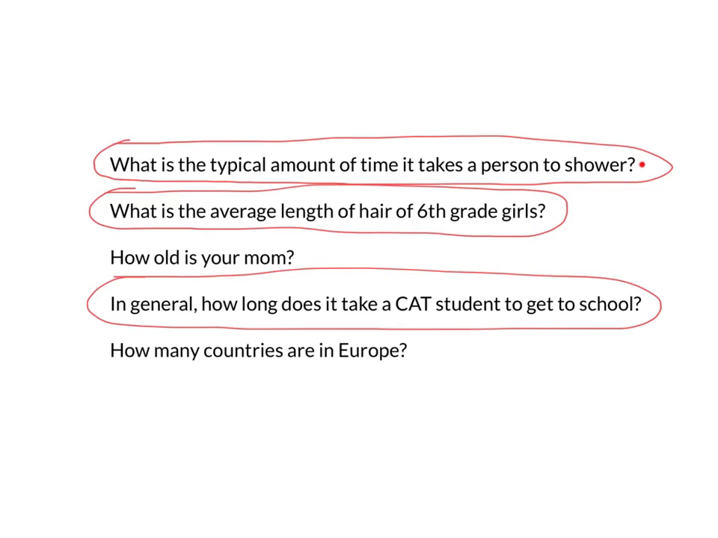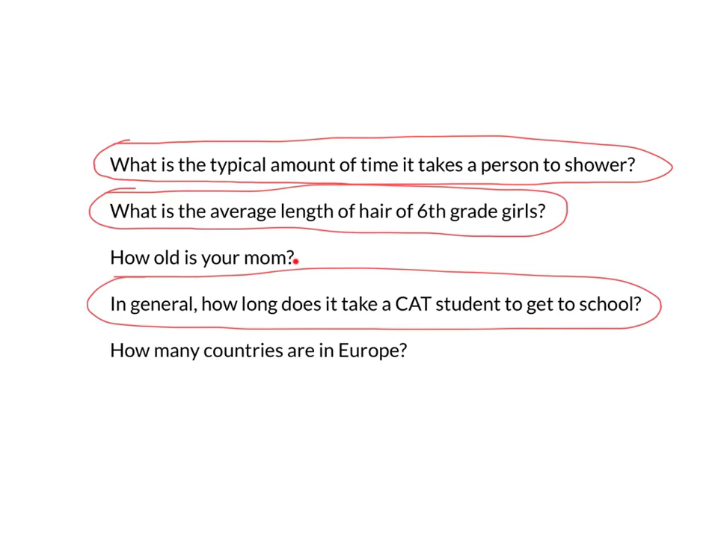So the first one, what is the typical amount of time it takes a person to shower? You're asking about really anyone, lots of different people, and you're asking this key word here, the typical amount. So you could get lots of answers. Everyone takes different amounts of time to shower, so you'll be asking lots of people, get lots of answers. Same thing for the next one. What is the average length of hair of 6th grade girls? Here's your key word, average. It's about lots of people. You can get lots of answers.